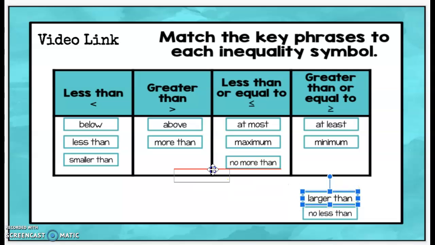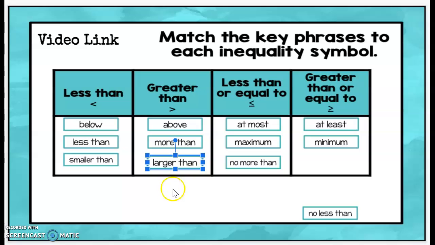Larger than, notice how we had smaller than right here. Larger than is the opposite. So we want larger than a number. We just don't want that particular number. And no less than. No less than 16. You can't be less than 16 years old, so no less than 16. You can be 16 or more to be able to drive.